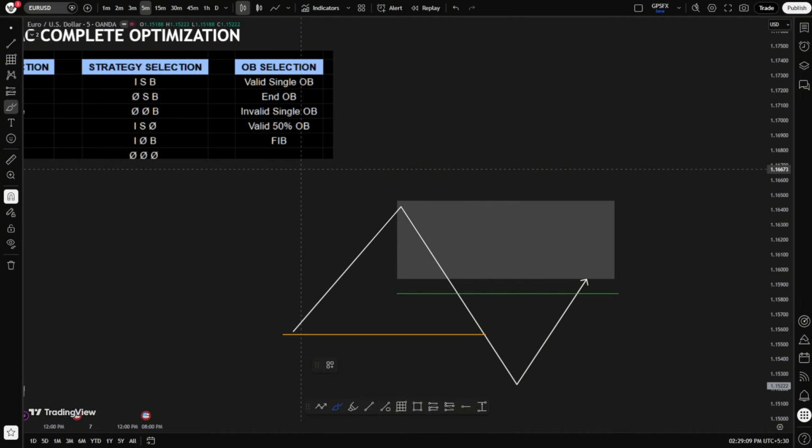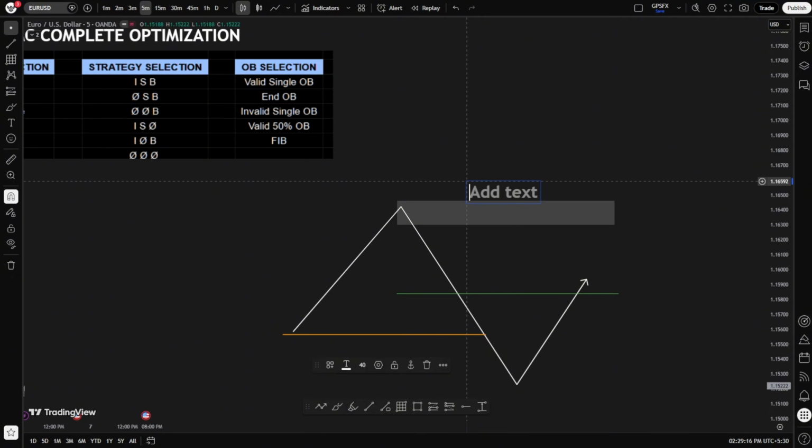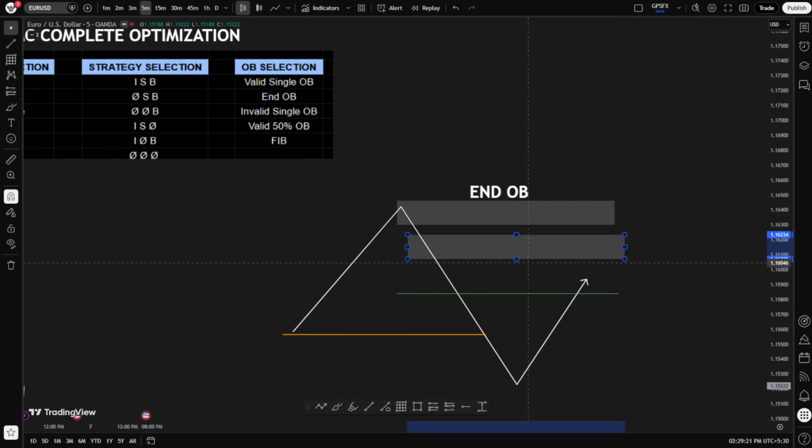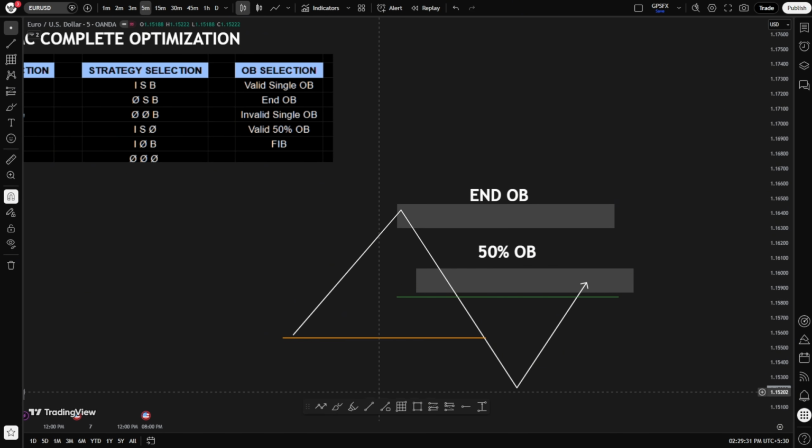The second one is extreme order block or end order block. As we have discussed this previously, let me mark this. This is end OB, and this is 50% OB. Usually the market will fail this 50% order block. That's why I have named this 50% order block, because there is only 50% probability that this order block will win. Usually this order block will fail.